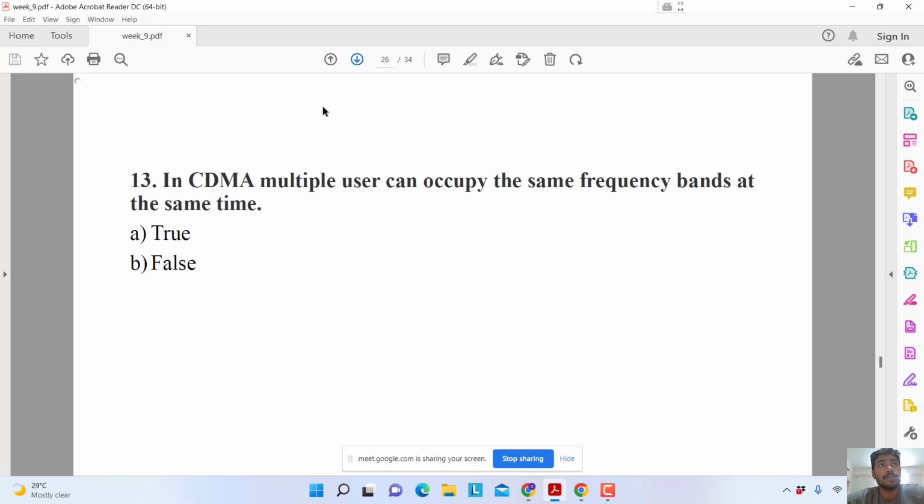Question number 13 is, in CDMA multiple users can occupy the same frequency band at the same time. It is true or false? In CDMA, multiple users can occupy the same frequency bands at the same time. It's true or false?